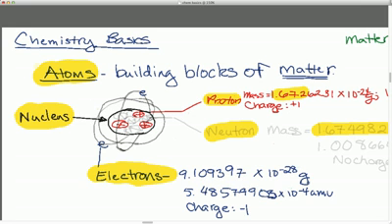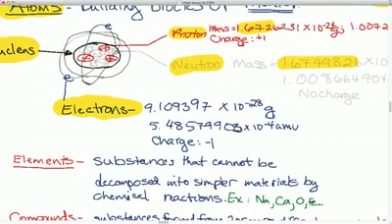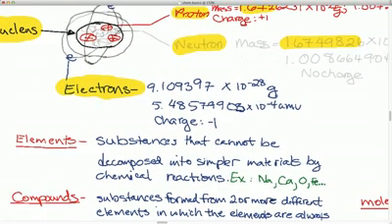So these atoms themselves form what are called elements, okay? Elements are substances that cannot be decomposed any further into anything simpler by chemical reactions, okay? All the atoms have the same atomic number. We'll talk about atomic numbers later. Basically, all the atoms within the element have the same properties. And these elements can form compounds.